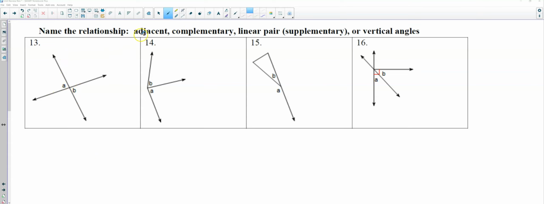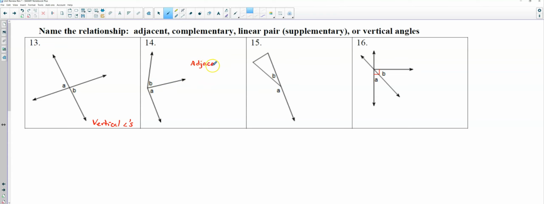Another thing you must be able to do is name the relationship of the angle pairs. For example, you have to be able to say if they're adjacent, complementary, linear pairs, supplementary, or vertical angles. You want to use the most precise term. For example, angles A and B, these are vertical angles. I cannot say they're supplementary because this is not a straight line, but I could say they are adjacent angles.